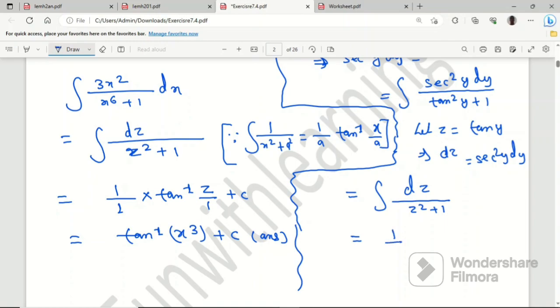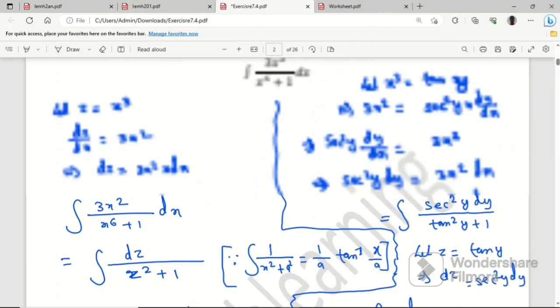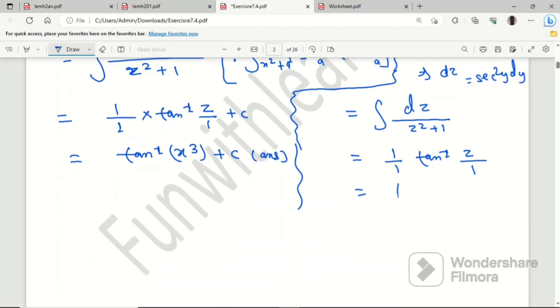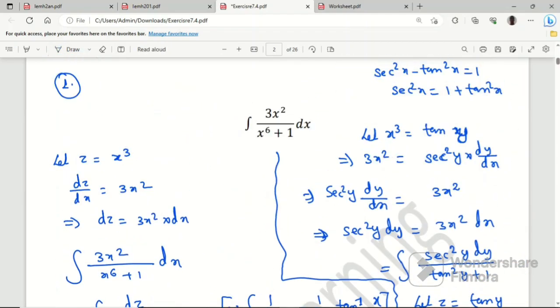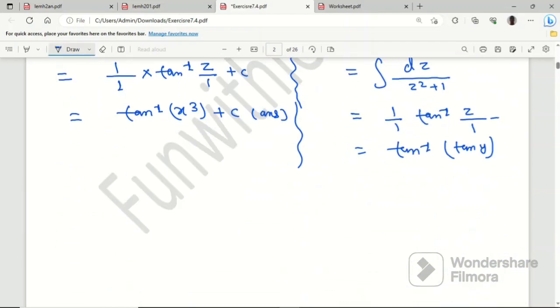1 by a, a is 1. So tan inverse z upon 1 equal to, now I have to substitute the value for z. So what is the value of z? z is equal to tan y. tan inverse tan y, and what is the value of tan y? tan y equal to x cube. So here it was plus c. So tan inverse tan y equal to x cube plus c as our answer.